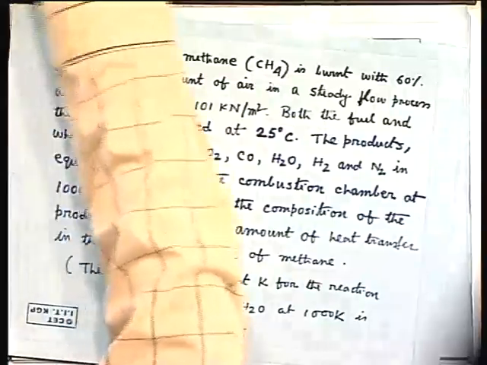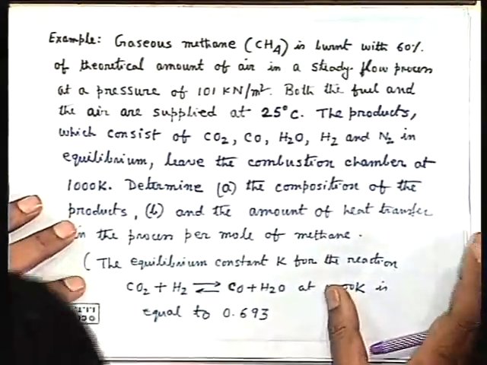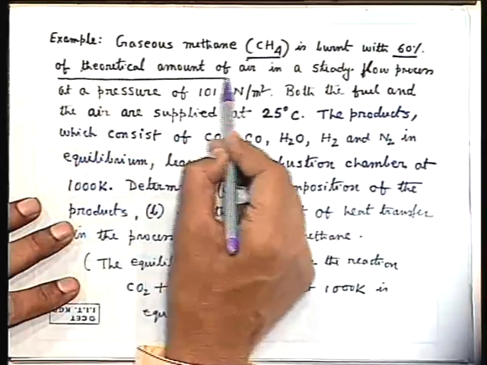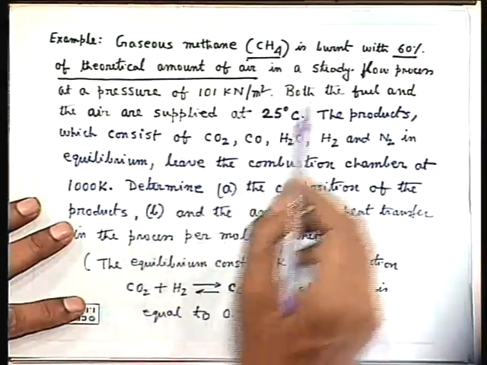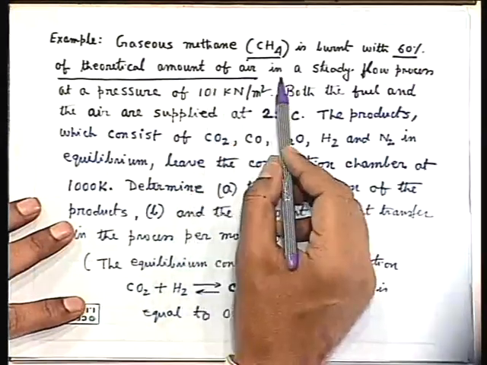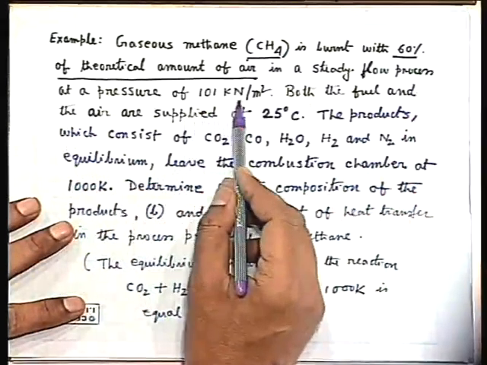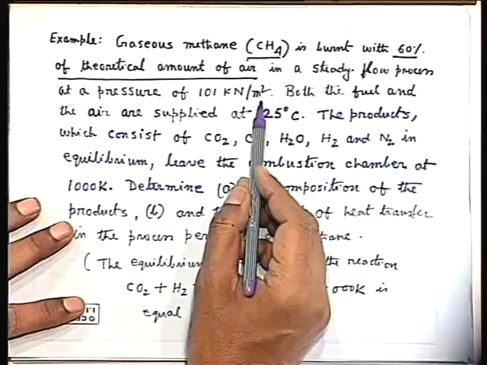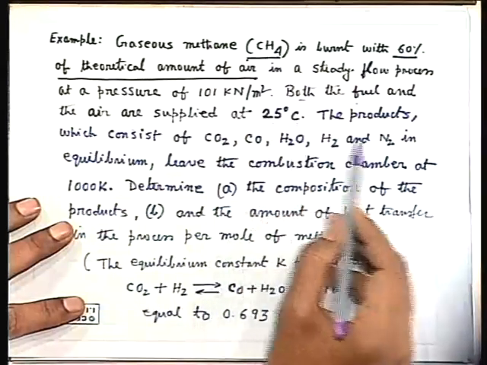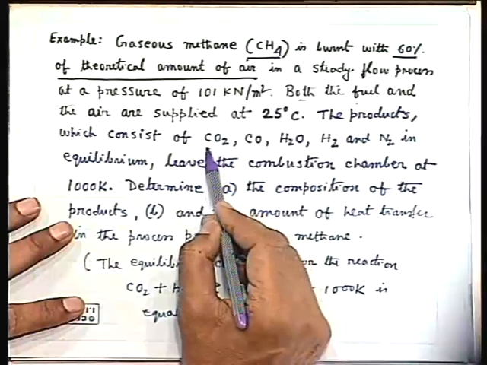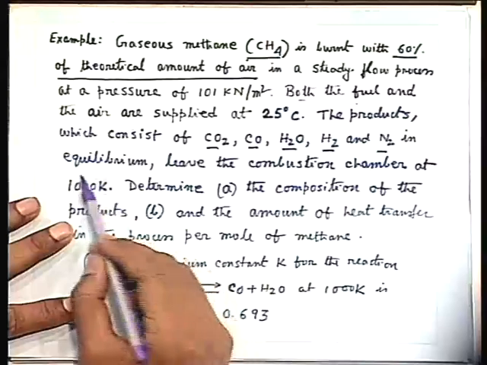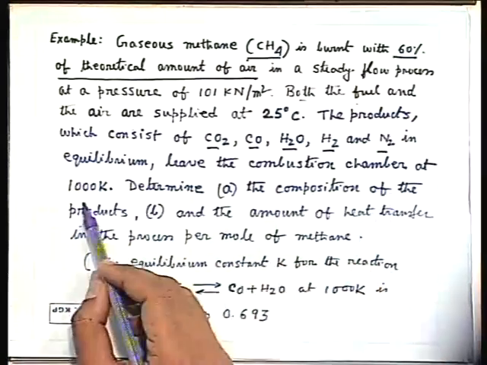Very simple example. Gaseous methane, CH4, is burned with 60% of theoretical amount of air. So far we have discussed 200%, 400% theoretical air, now 60% theoretical air, in a steady flow process at a pressure of 10 kilonewton per meter square. Both the fuel and the air are supplied at 25 degrees Celsius. The products, which consist of CO2, CO, H2O, H2 and N2 in equilibrium, leave the combustion chamber at 1000 K.